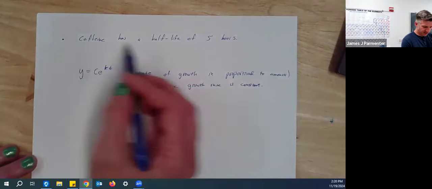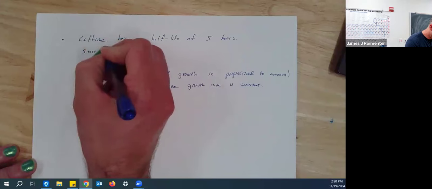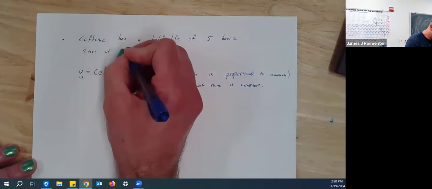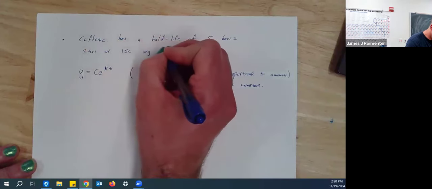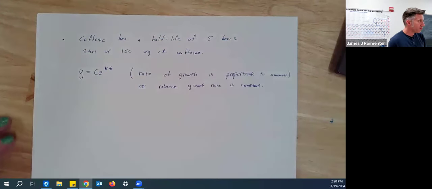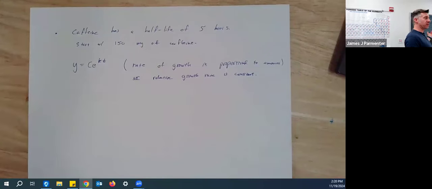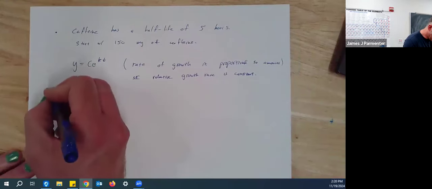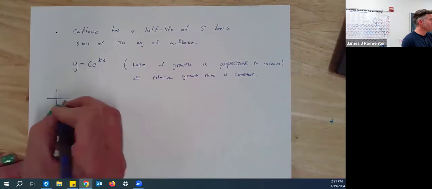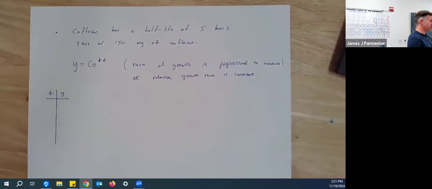So we're told the caffeine has a half-life of 5 hours. We're also told that we're essentially starting with 150 milligrams of caffeine. So whenever I have an exponential growth or exponential decay problem like this, I typically like to write it down in the form of a table. I find that very helpful. And I should almost always have two data points, one time and one amount, and another time and another amount.